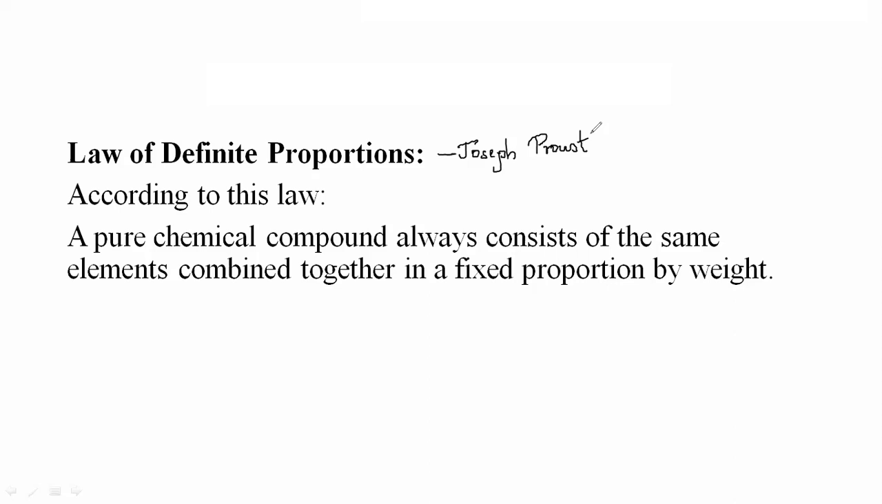This law says that a pure chemical compound always consists of the same elements combined together in a fixed proportion by weight. If you have a pure chemical compound, it always consists of the same elements combined together in a fixed proportion by weight.